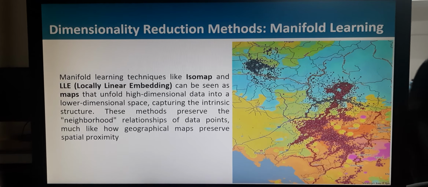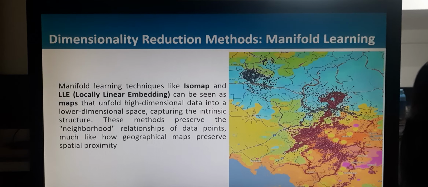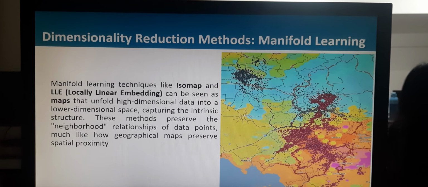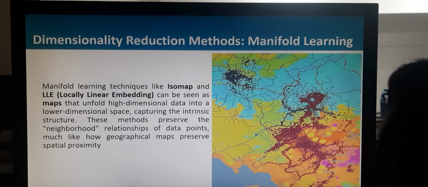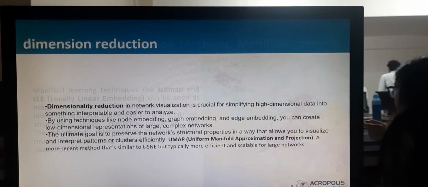Dimensionality reduction, manifold learning. Manifold learning techniques like ISOMAP and LLE, locally linear embedding, can be seen as maps that unfold high dimensional data into lower dimensional space, capturing interesting structure. These methods preserve the neighborhood relationships of data points, much like how a geographical map preserves space.